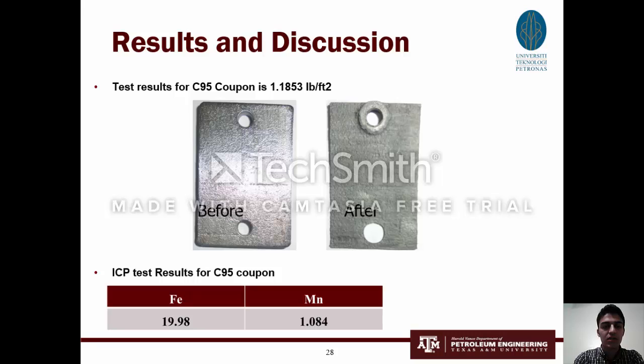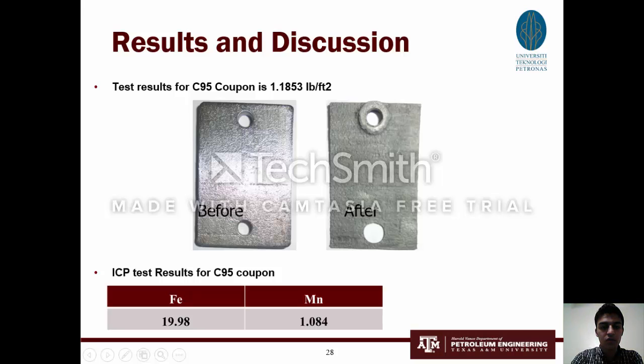ICP test results for the C95 coupon showed us for the iron and manganese 19.98 and 1.084 before multiplying by the dilution factor, which was 2000 ppm.